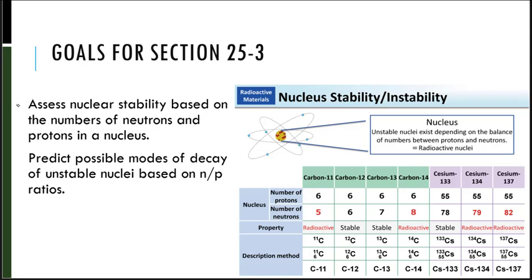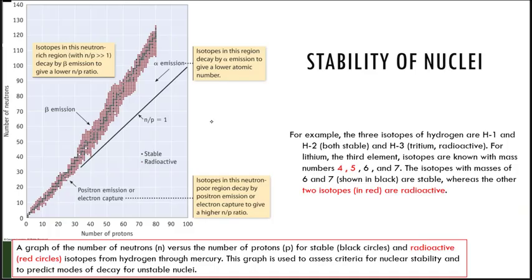In this section, we will assess nuclear stability based on the numbers of neutrons and protons in a nucleus and predict possible modes of decay of unstable nuclei based on the neutron-proton ratios. We're going to look a little deeper at why some isotopes are radioactive and some are stable. Let's look at this figure. We can learn something about nuclear stability from this.